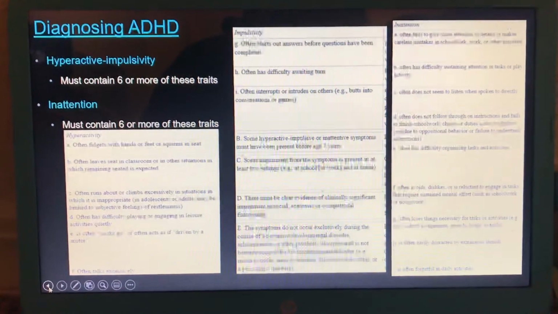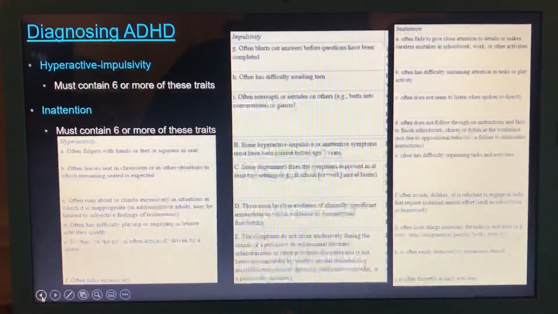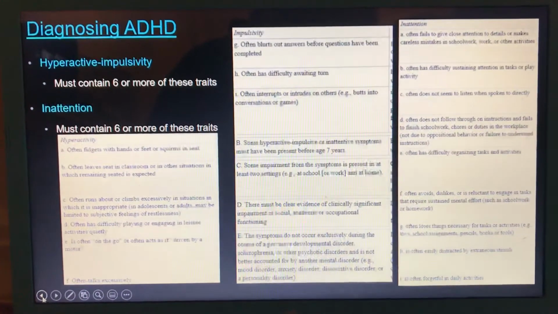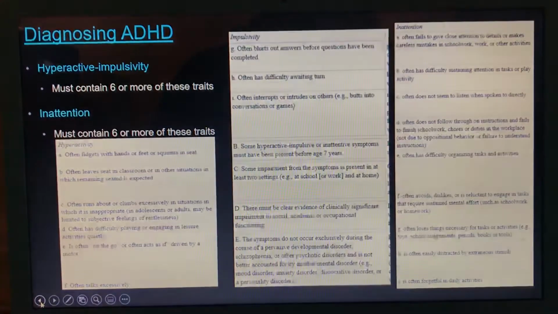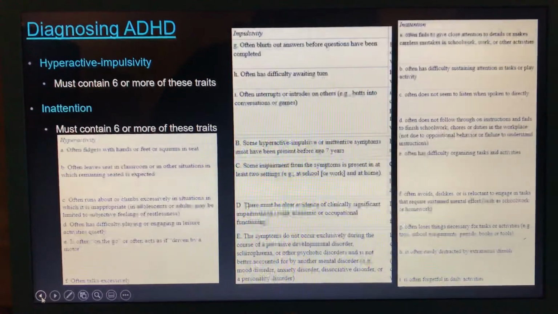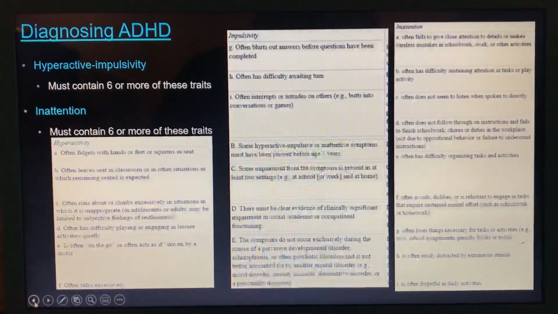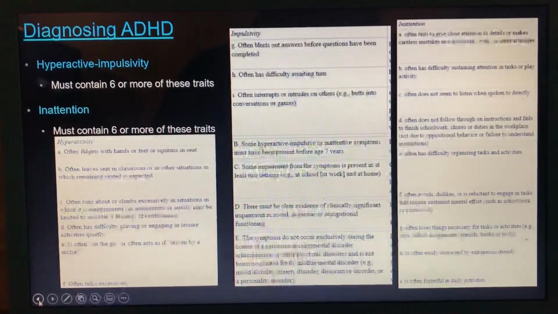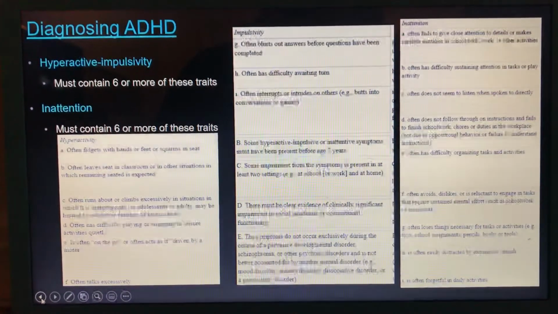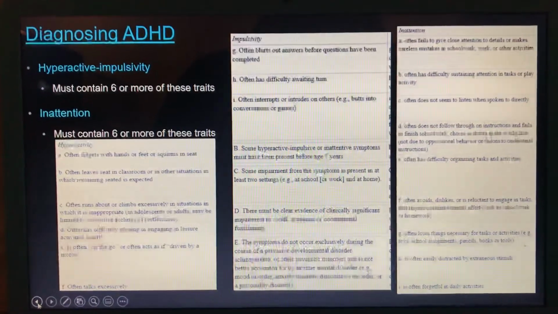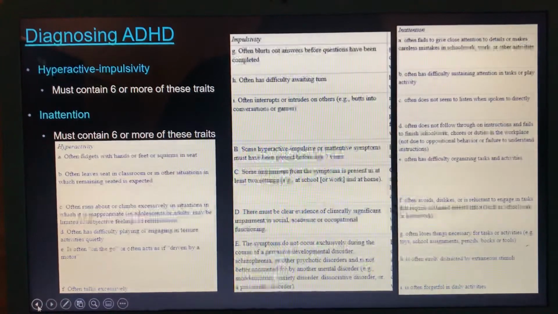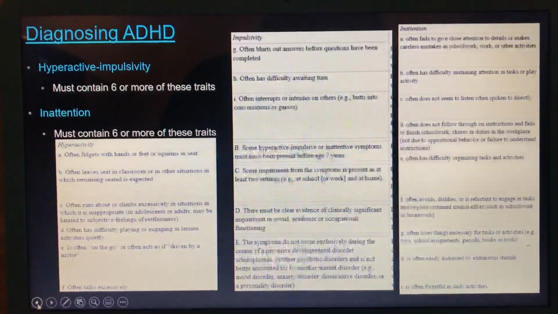So diagnosing for ADHD is actually a very complex process and does require the attention of a professional. Typically it's done by a psychiatrist, and there is a specific method that they use to diagnose individuals. Basically, you have a list of all these different characteristics and or behaviors that a person can fall within.